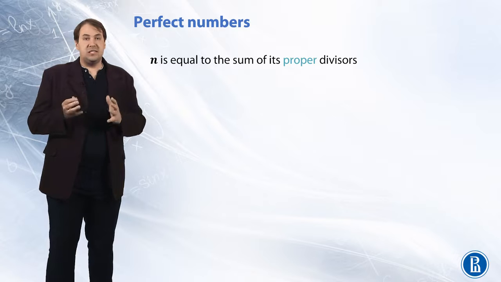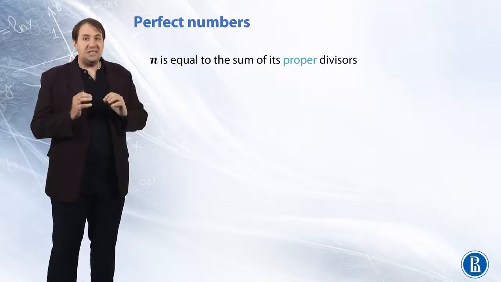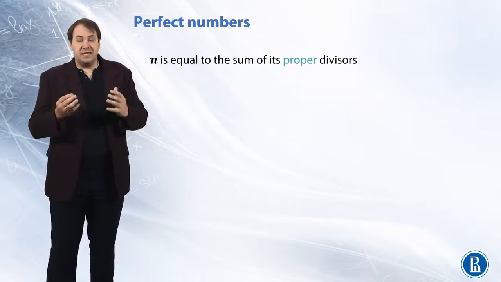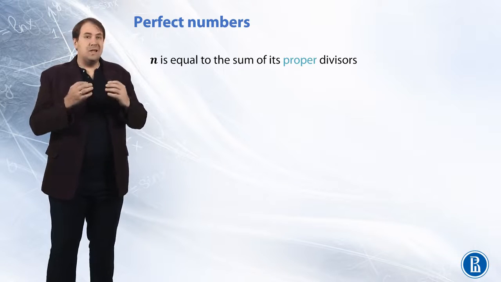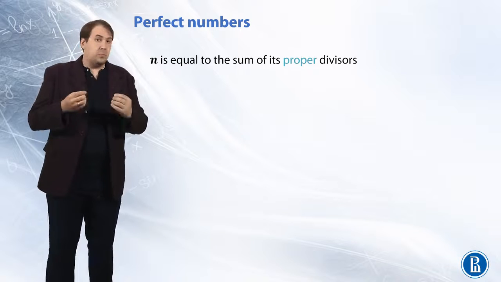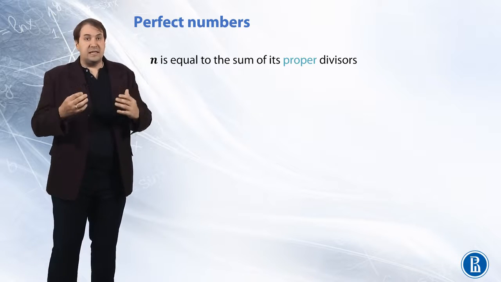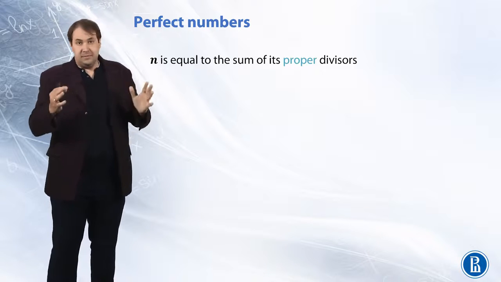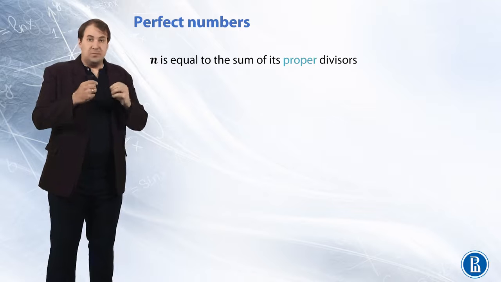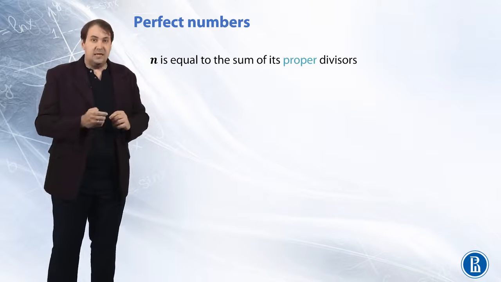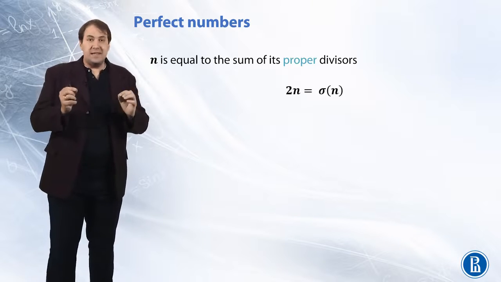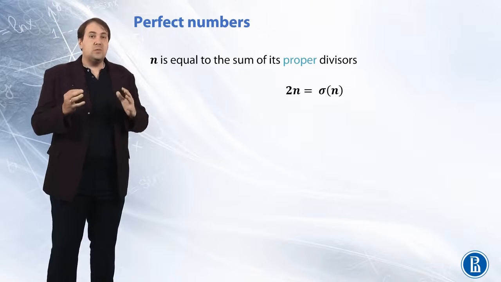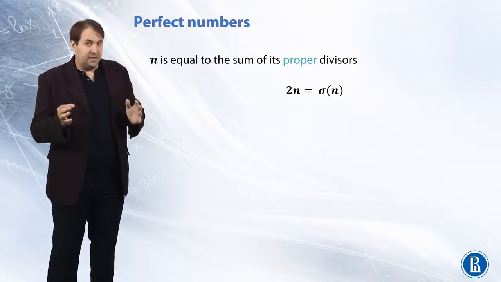Let us consider such a notion like perfect numbers. What is a perfect number? Well, we say that n, a positive integer, is perfect if it is equal to the sum of all its proper divisors. By proper divisors, I remind you, we understand divisors of n which are less than n. So 1 and some other natural numbers will be proper divisors, but not n itself. In another way, we can write this as an equation where 2n, 2 times n, is equal to the sum of all divisors of n.